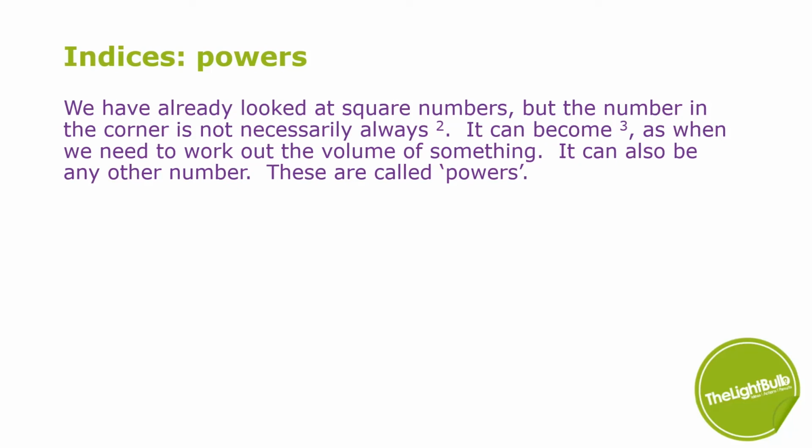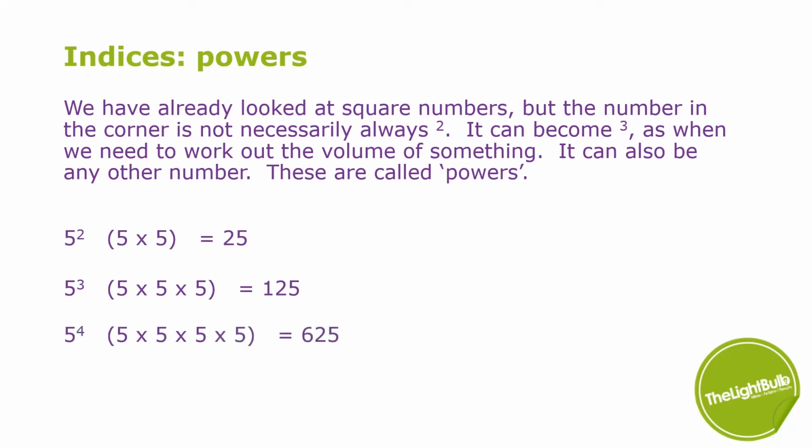But we can also carry on increasing beyond that. And by that point, they're just called powers, really. So let's just work through a couple. 5 squared, we know, is 5 times 5, and that would give us 25. 5 cubed, or 5 to the power of 3, means 5 times 5 times 5, which would equal 125. And one more example. 5 to the power of 4 means 5 times 5 times 5 times 5, which would give us 625.